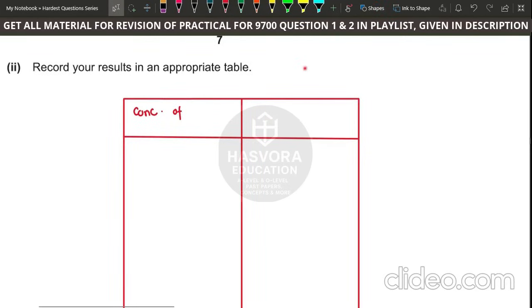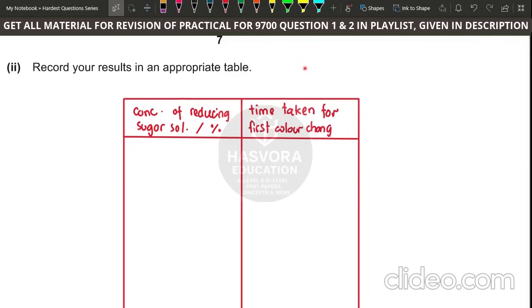Concentration of reducing sugar solution. And what is the unit? The unit is percentage. And what is the other one? It is the time taken for first color change. And what will be the unit? You always have to take the time in seconds.